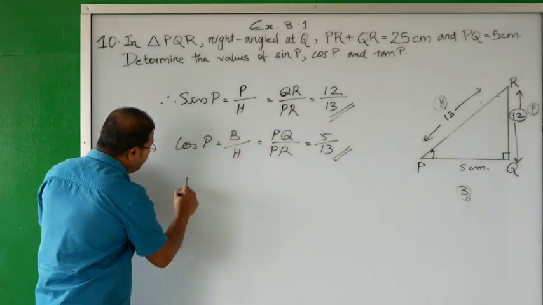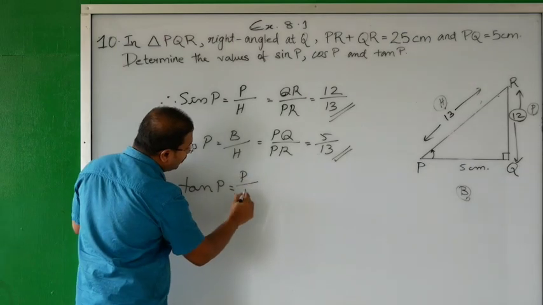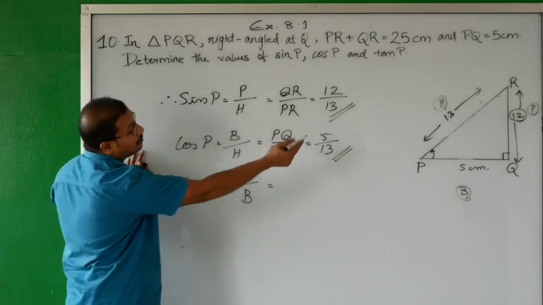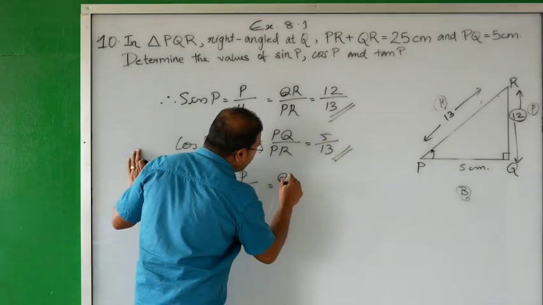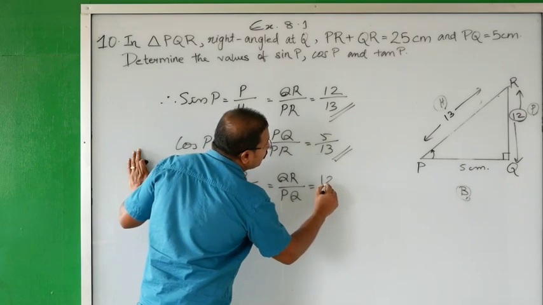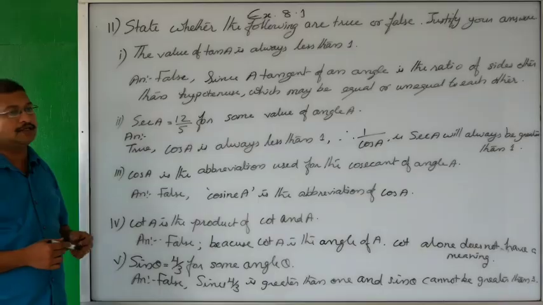And the last one, tan P. Tan P equals perpendicular by base. Perpendicular by base means, yeah, perpendicular is QR divided by base PQ equals 12 by 5. Is it okay? See the next question.